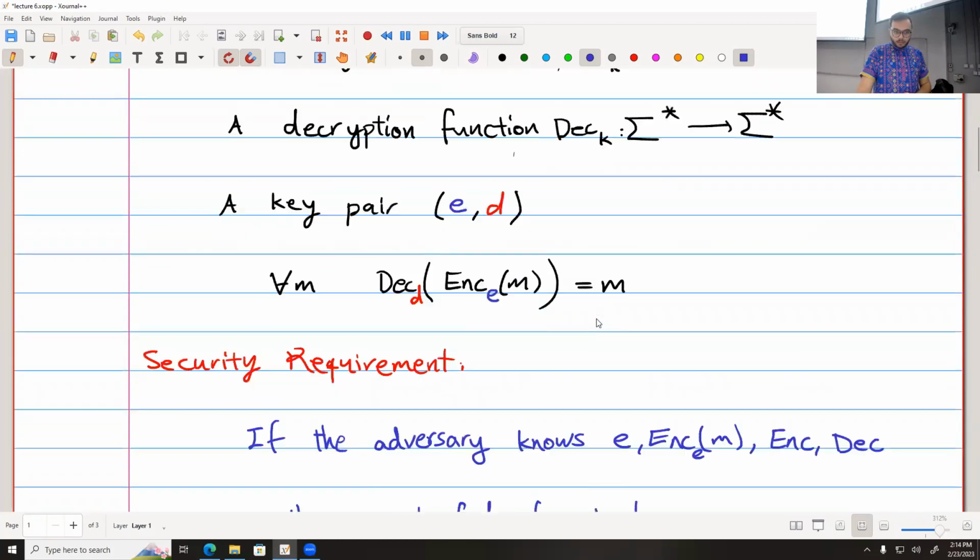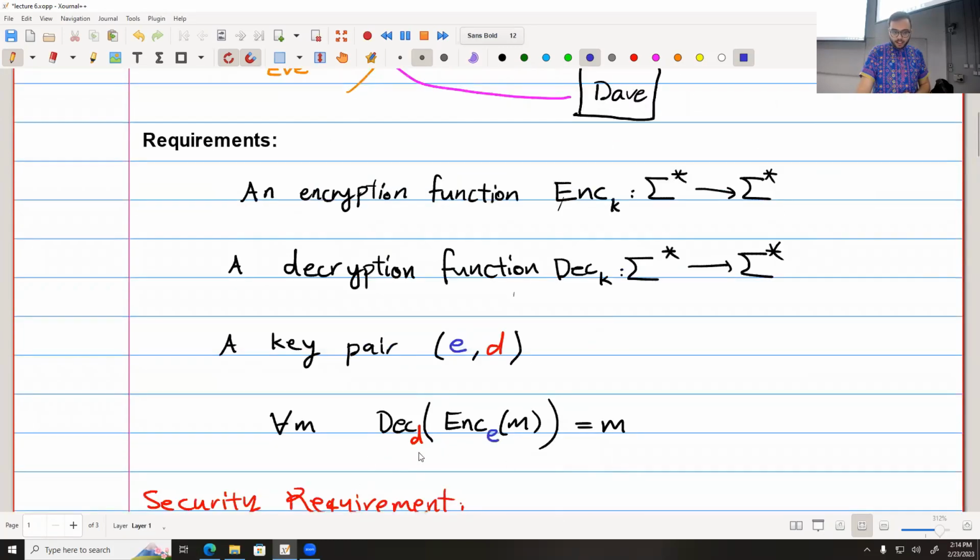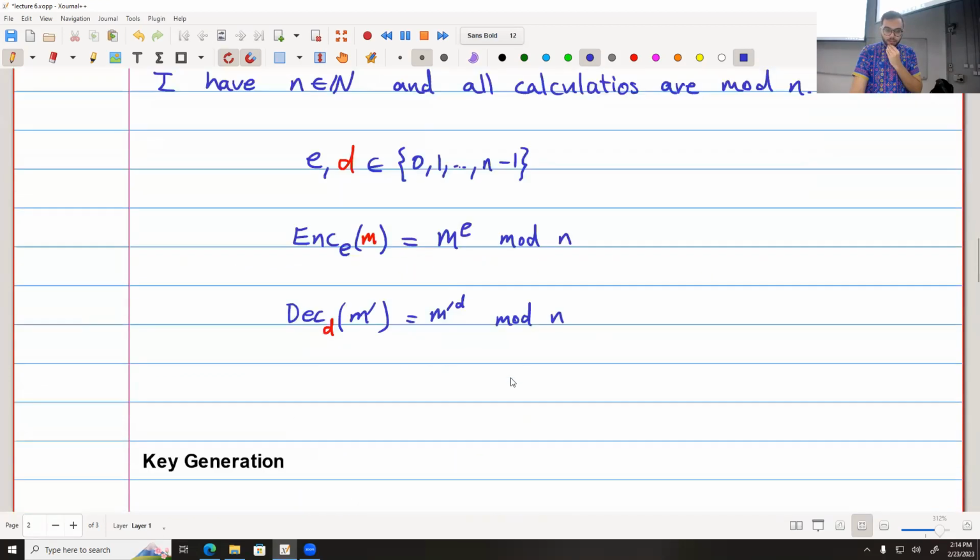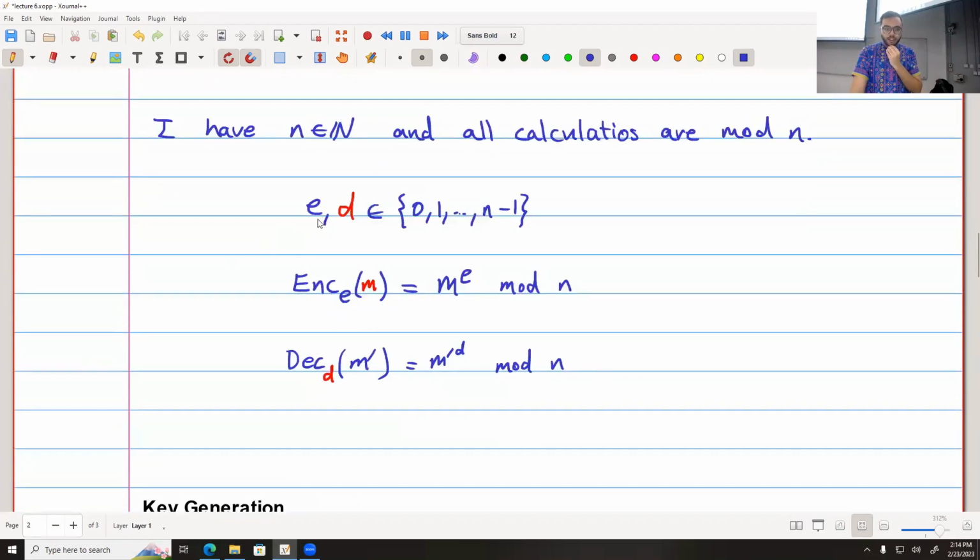But of course, the problem is that I need to have this property. I need to be able to show that if I encrypt something and then I decrypt it, I'll get the original message. So I somehow need to choose my keys, my public key and private key, so that when I do the encryption and the decryption, I get my original message back. But how does that look?